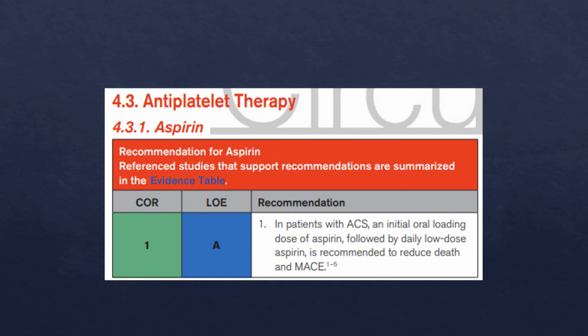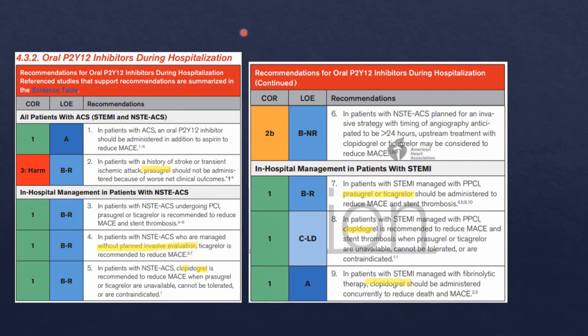For patients in whom a history of aspirin hypersensitivity is reported, aspirin desensitization is preferred whenever possible to allow for initial use of DAPT. Coming to the second part of the DAPT, the oral P2Y12 inhibitors, like previous guidelines, in patients with ACS, oral P2Y12 inhibitors should be administered in addition to aspirin to reduce MACE. In those with a history of stroke or TIA, prasugrel should be avoided. It has class 3 recommendation.